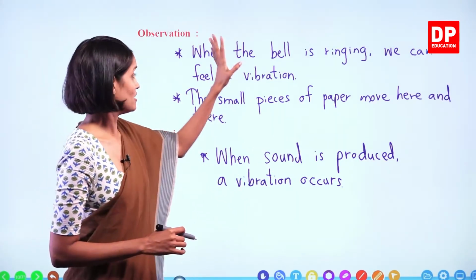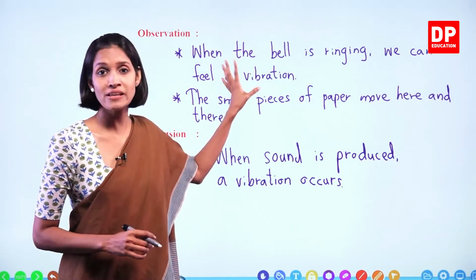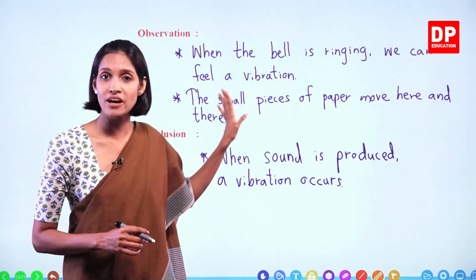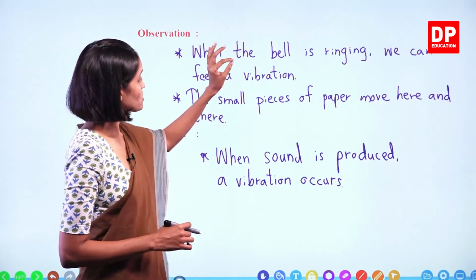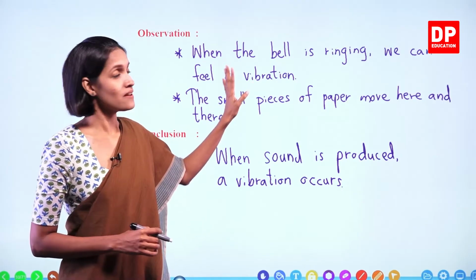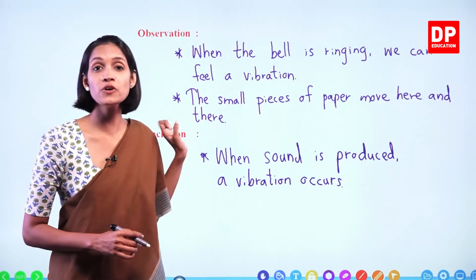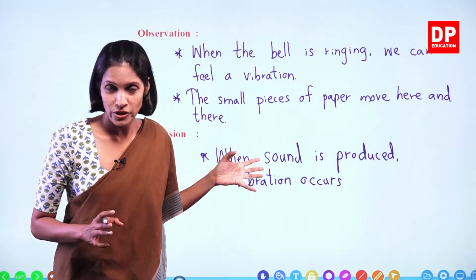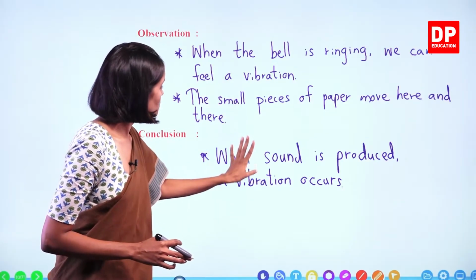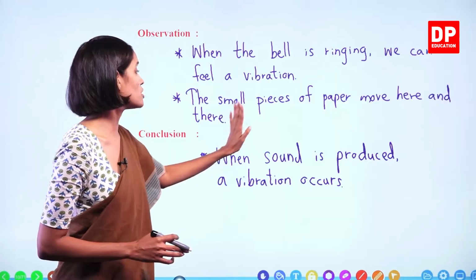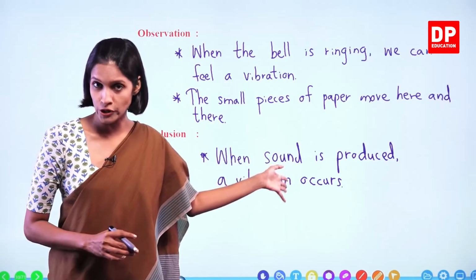Only when we provide electricity to the bell, it starts ringing, and only when the bell is ringing, we can feel the vibration. When we stop providing electricity, the ringing of the bell also stops and the moving of the paper also stops. Okay, children. So this happens only when sound is produced. Therefore, it's clear when sound is produced, a vibration occurs.